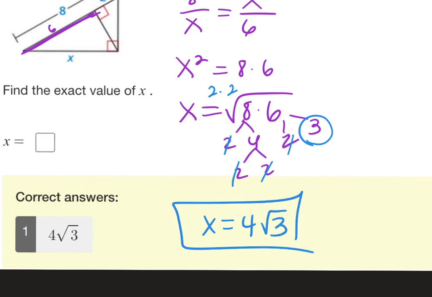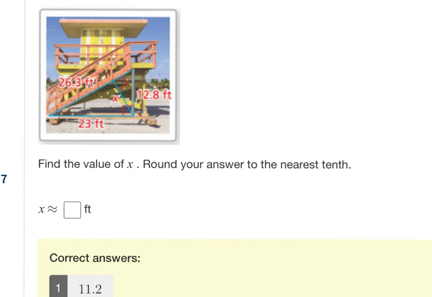So that's an example of something that would be kept exact, obviously. You're not going to have a calculator. You would keep it as that square root 3. You wouldn't approximate it. So this one, the x is here.